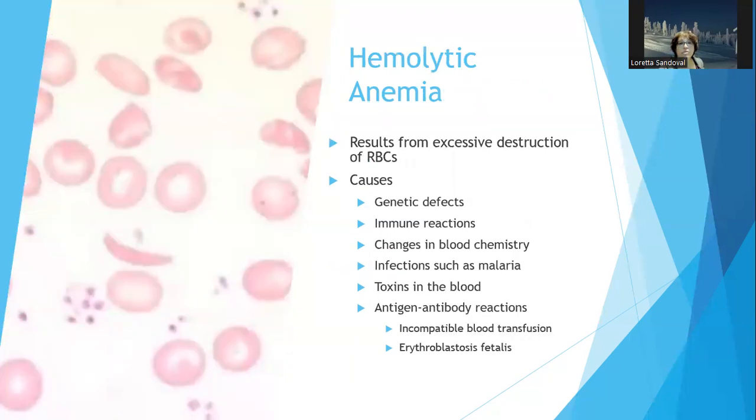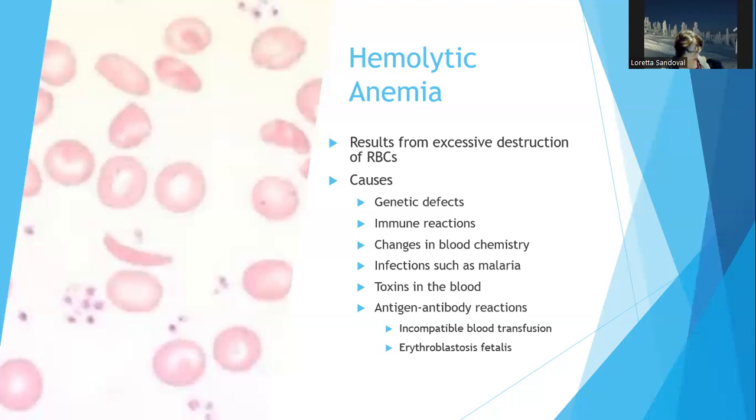Hemolytic anemia results from excessive destruction of red blood cells. So lots of different causes. Infections such as malaria, one of the effects of malaria is caused by hemolysis. Genetic defects, immune reactions, changes in blood chemistry, infections and toxins in the blood, and antigen antibody reactions like an incompatible blood transfusion or erythroblastosis fetalis, which is something that happens at birth.